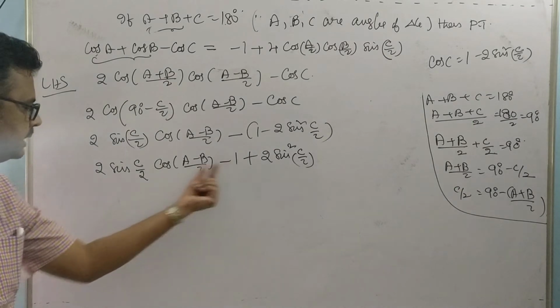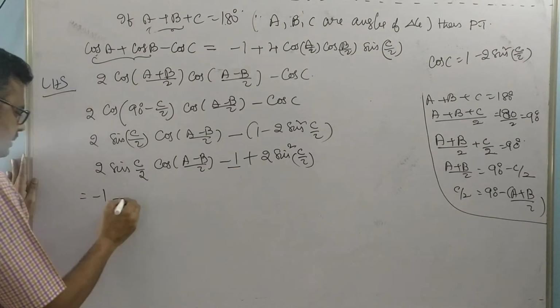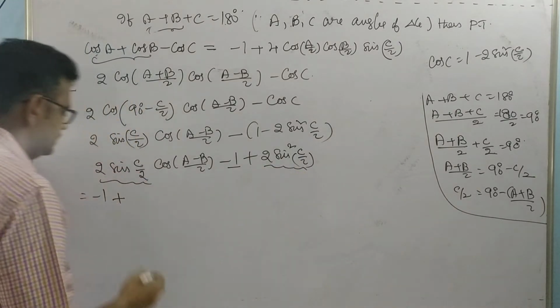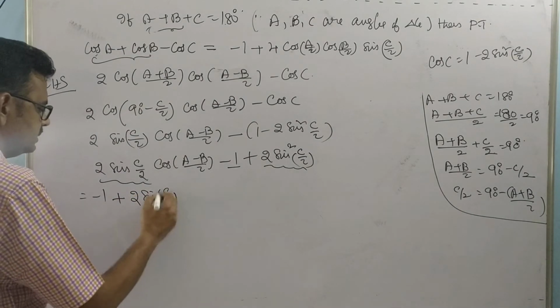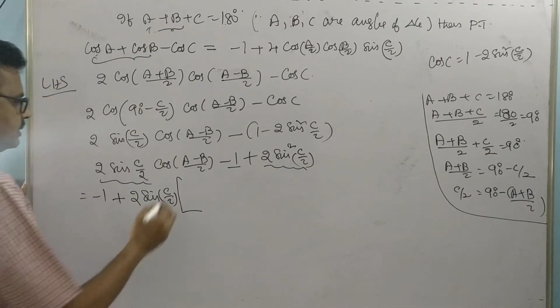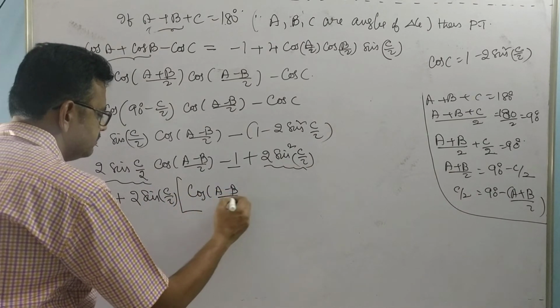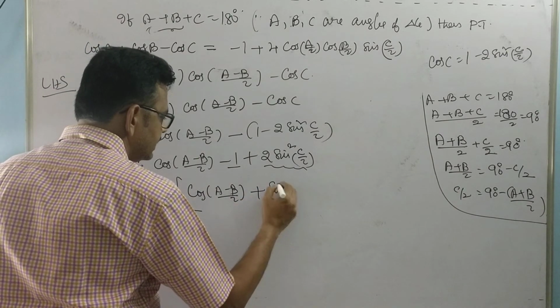Okay, write minus 1 first. Next, plus. Here 2 sin C by 2 is taken common. But the remaining part is what? Cos of (A minus B) by 2 plus sin C by 2.